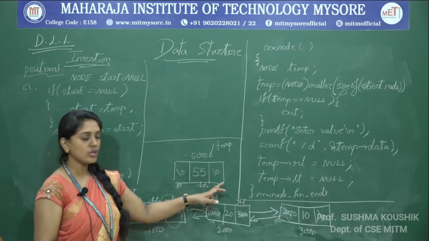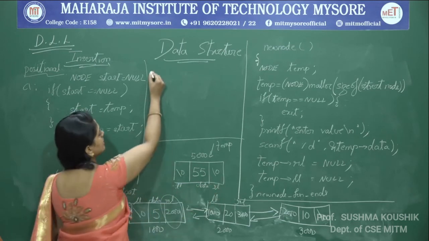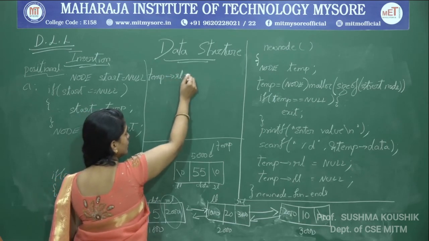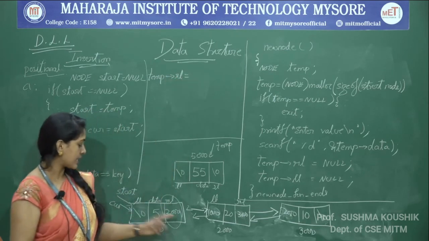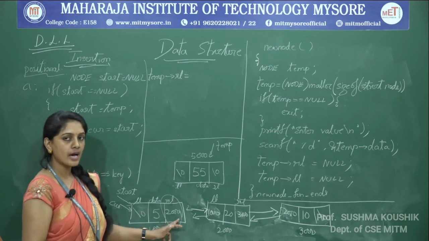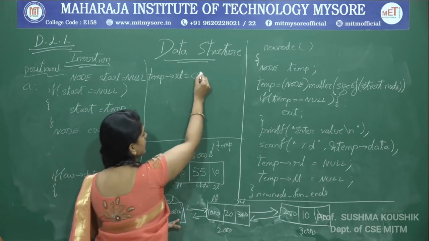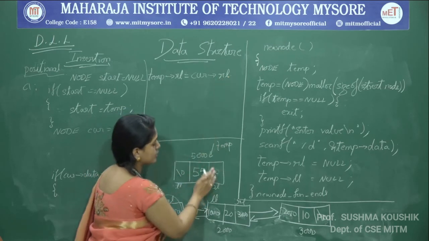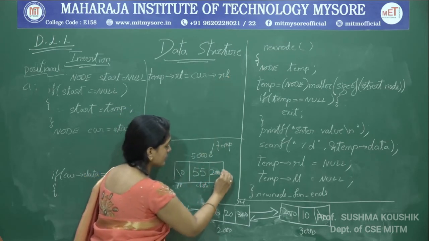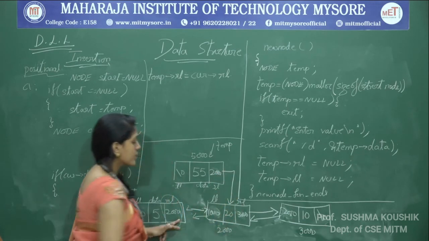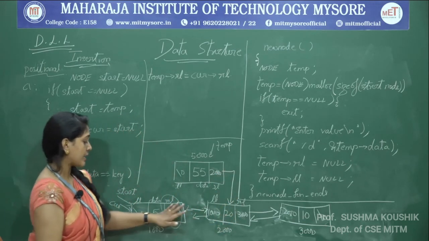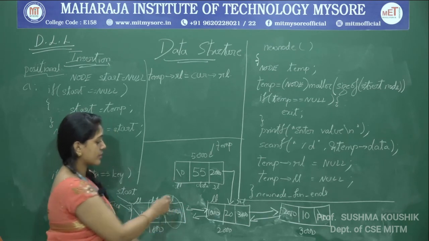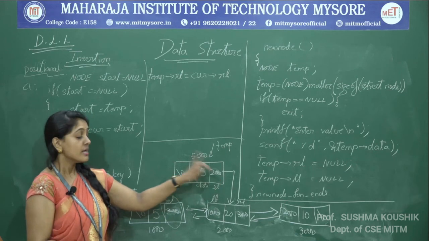Temp of RL should hold 2000. So temp of RL should hold how much? 2000. 2000 is currently held by current of RL. So current of RL is given to the temp of RL. So here I write 2000. So this link is already established, so without any fear I can overwrite this particular place. 2000 is not required right now, I have utilized it wherever it is required.